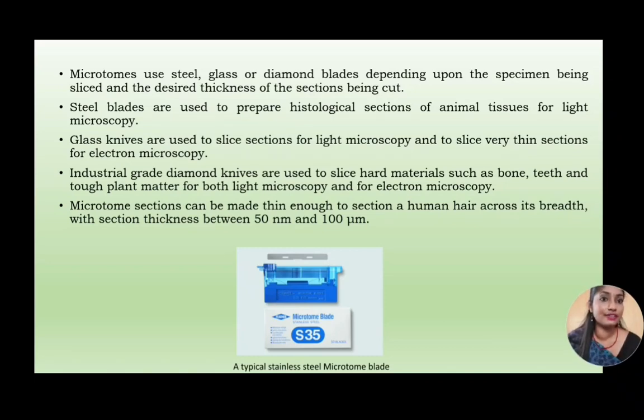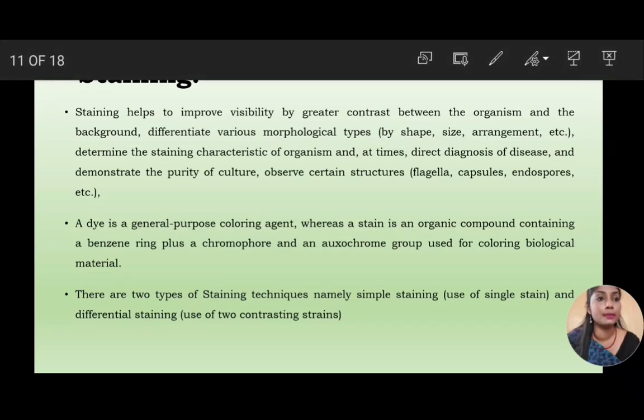Microtome sections, for example, can be made thin enough, thinner than the breadth of a hair, with a section thickness between 50 nanometers to 100 micrometers. So we can get a section as thin as 50 nanometers. That is the advantage of using a microtome, especially if you are using an industrial grade diamond knife. Here in the image you can see what a typical microtome blade of stainless steel looks like. It varies from the regular stainless steel blades that we use for common laboratory purposes.